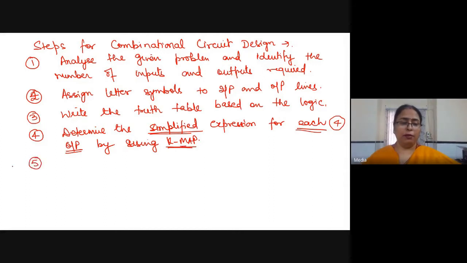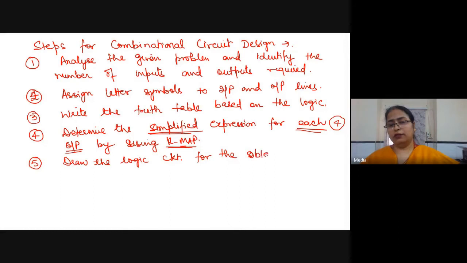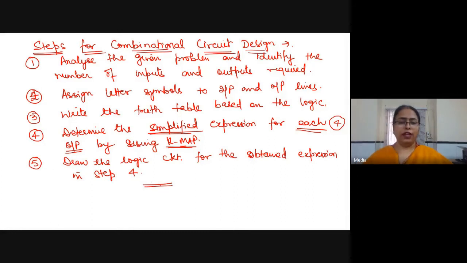using the K-map. Then the last step is to draw the logic circuit for the expression obtained in step 4, because you are designing, you have to come to the hardware part. These are the 5 steps, and you can design any combinational circuit.